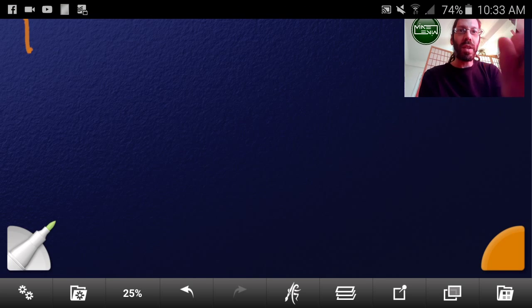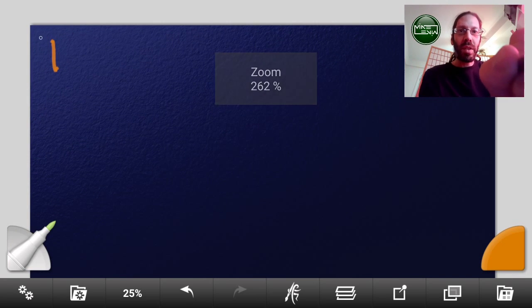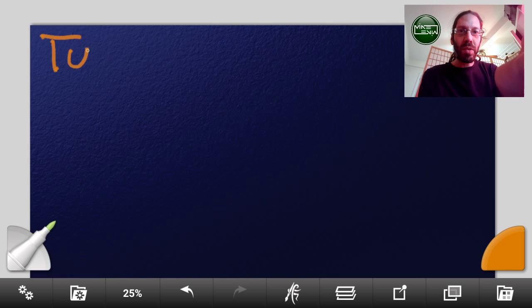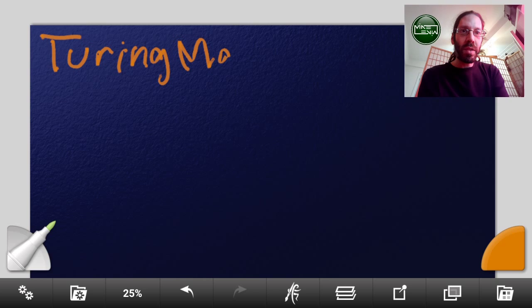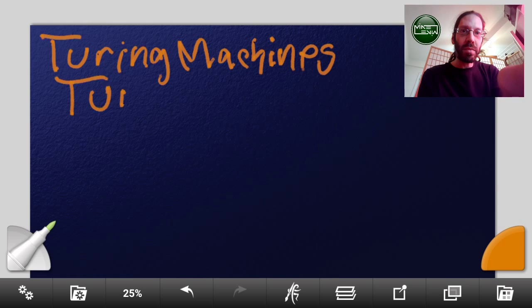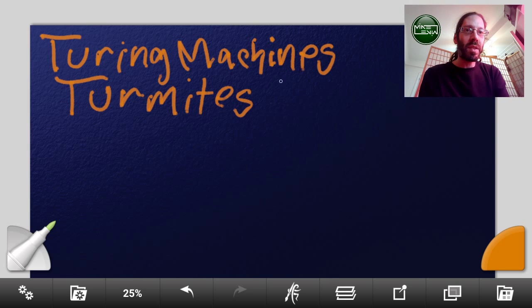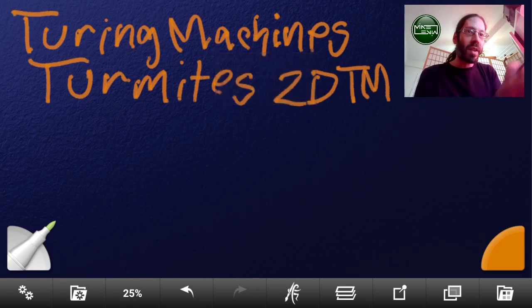First about Turing machines, and second about termites, which are 2D Turing machines, 2D TMs.